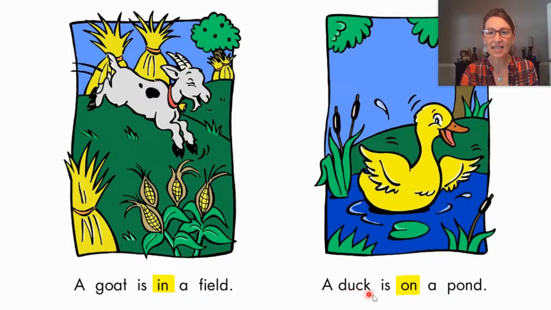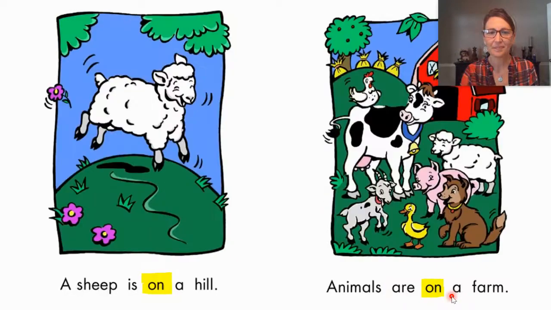A duck is on a pond. Your turn. A sheep is on a hill. Your turn. And the last page. Animals are on a farm. Your turn.